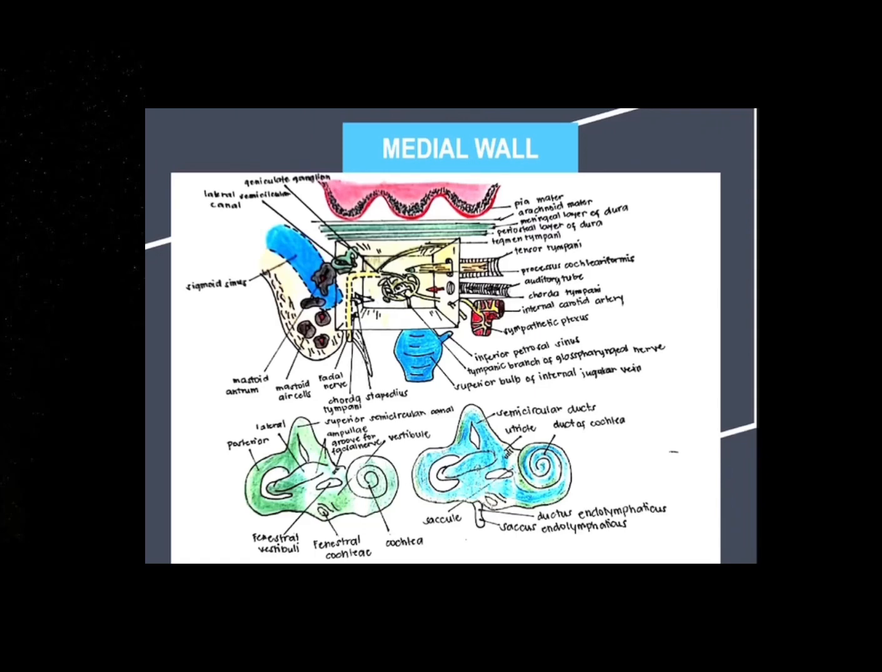The malleus is the largest ossicle and possesses a head, a neck, a long process or handle, an anterior process, and a lateral process.